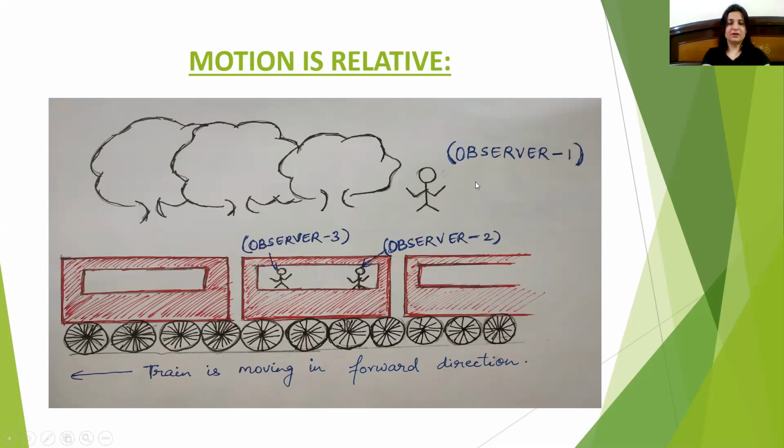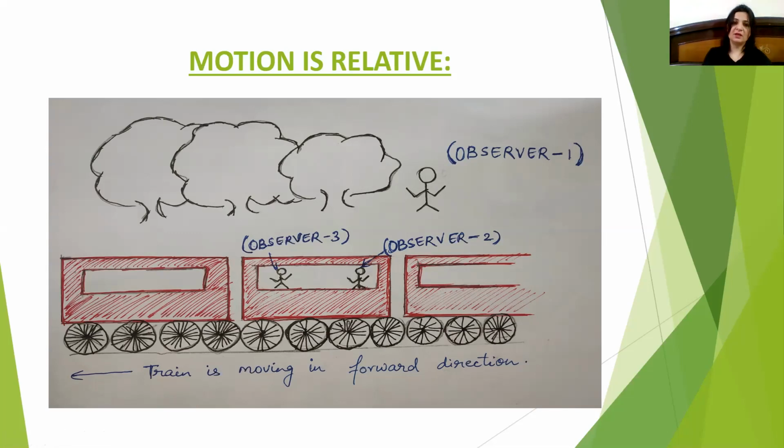And observer 1 sees the train moving in forward direction. Because observer 2 and observer 3 are sitting in the train, for observer 1 they are also moving in forward direction along with the train. Now let's come to observer 2. For observer 2, he is in the train and the train is moving in forward direction. So for him, observer 1 and trees appear to be moving in backward direction.